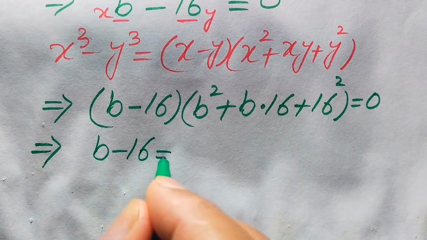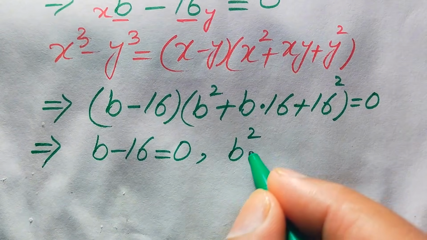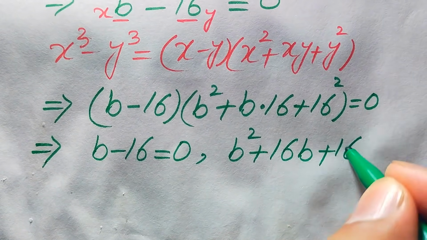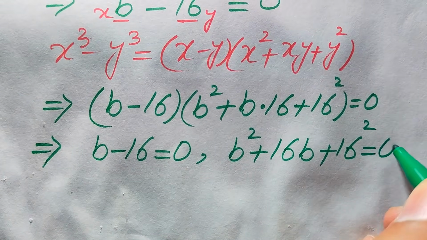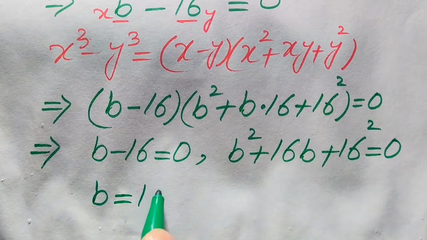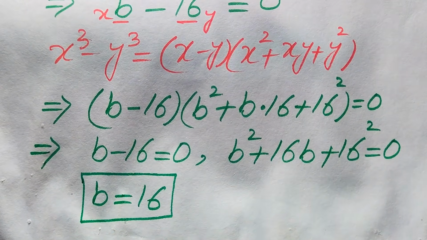And now further in the next step, we need to divide this equation into two cases. The first case is we write b minus 16 is equal to 0, and the second case is we write b square plus 16b plus 16 square, and this whole equation is equal to 0. From here we easily get the value of b is equal to 16. This is the first root of the given equation.